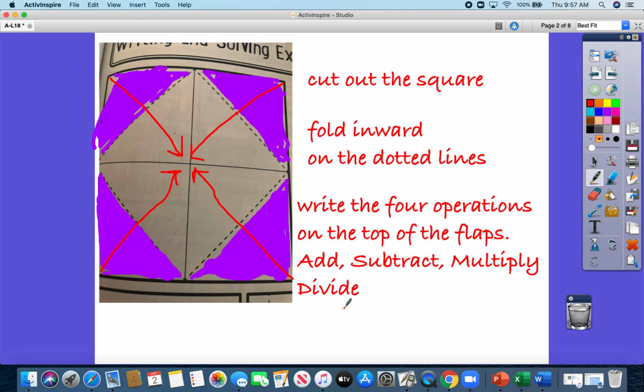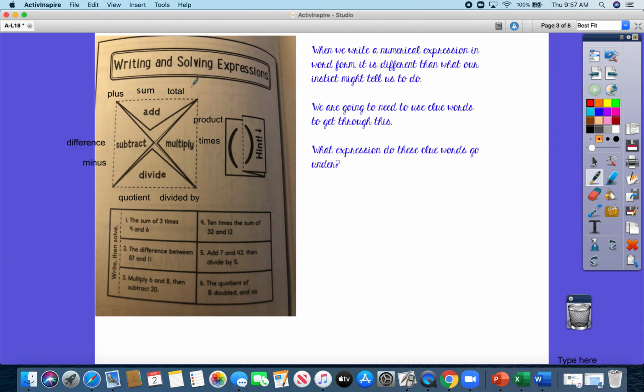On the top of those flaps, you're going to write the 4 operations: add, subtract, multiply, divide. All right, so pause me if you need to and write those down, get that done, okay? This is what it's going to look like in the end.